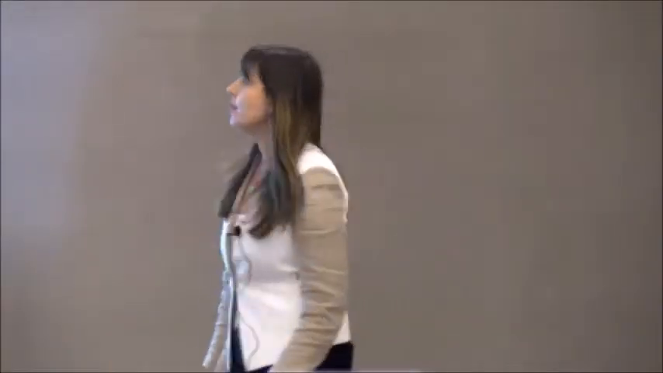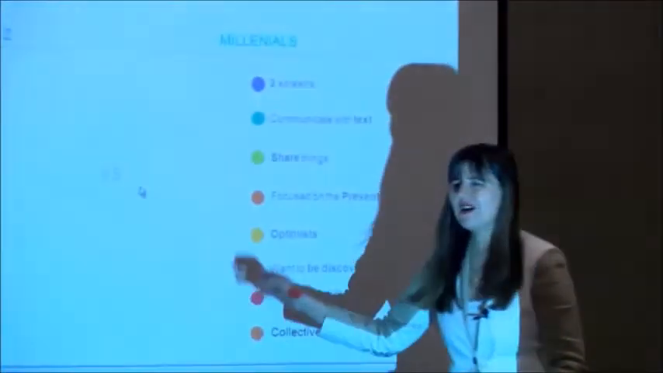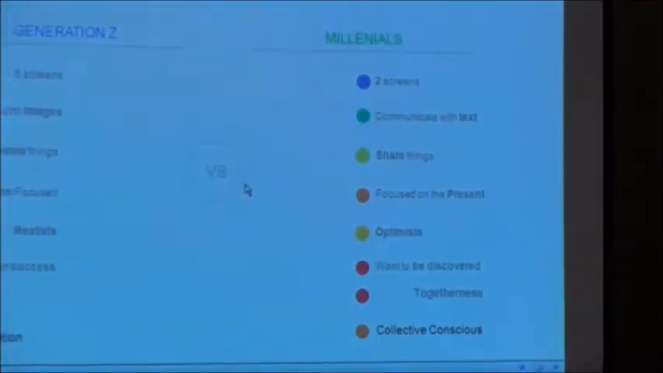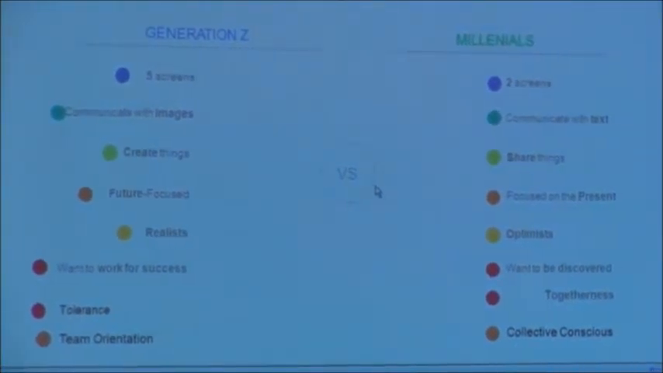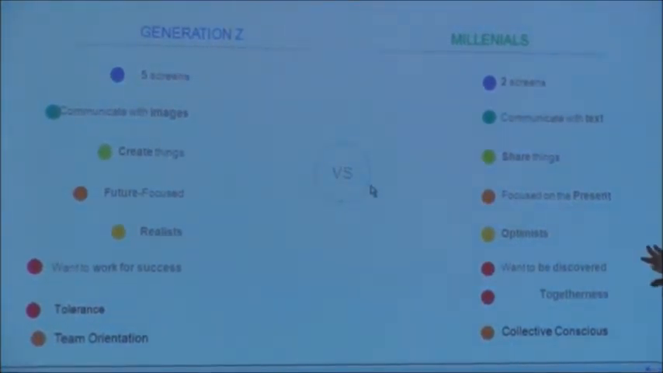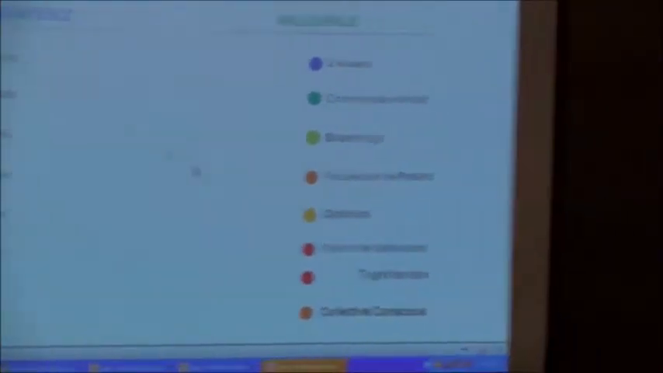They are basically the youngest people on the planet. A lot of people ask how they are different from millennials, because they are very close in age. So that's why I distinguish here. Gen Zs are multitaskers. They can look at 5 screens at the same time. Millennials, maybe 2 screens at the same time.